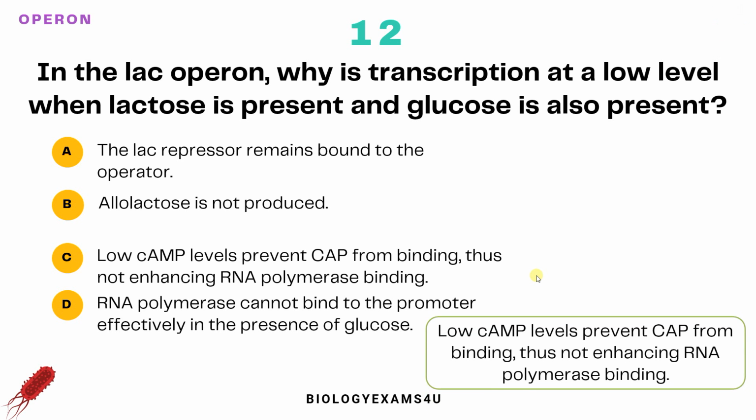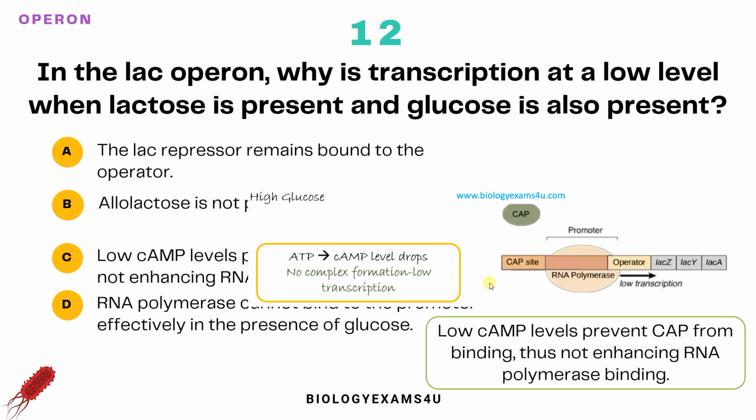The correct answer is low cAMP levels prevent CAP from binding, thus not enhancing RNA polymerase binding. So as you see, as a result of low cAMP level, there won't be complex formation between cAMP and CAP, thus not enhancing RNA polymerase binding or not enhancing the rate of transcription.